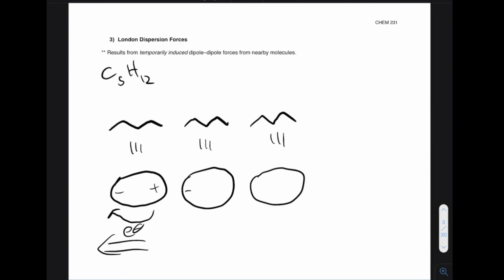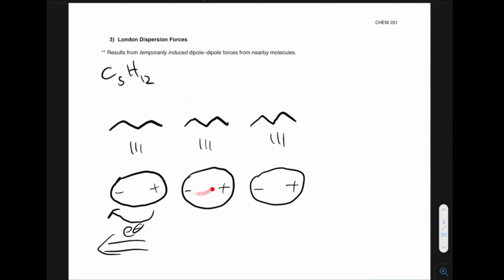And so that's going to change the other molecules here as well, where you have the electrons being pushed to one side, and that influences the other side. So if you have a positive end of this pentane, this electron cloud being pushed one way, then the other portions of these molecules are going to respond appropriately. Again, these are temporarily induced. These can change in solution.